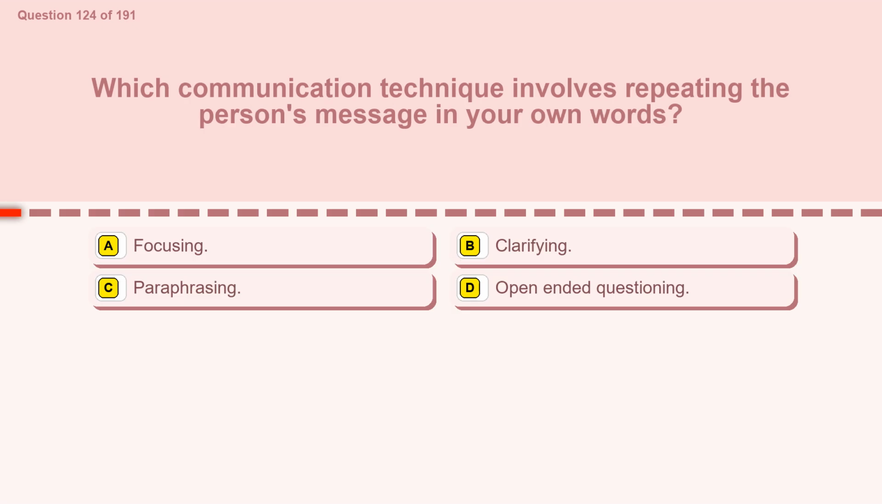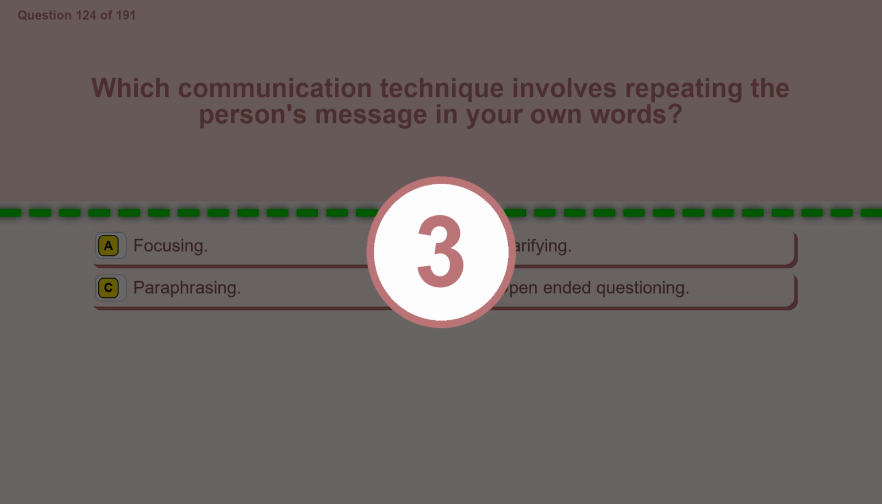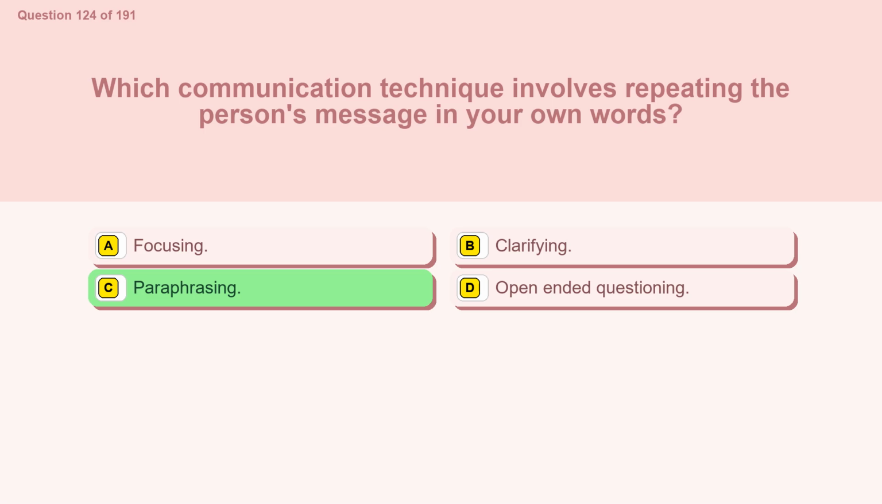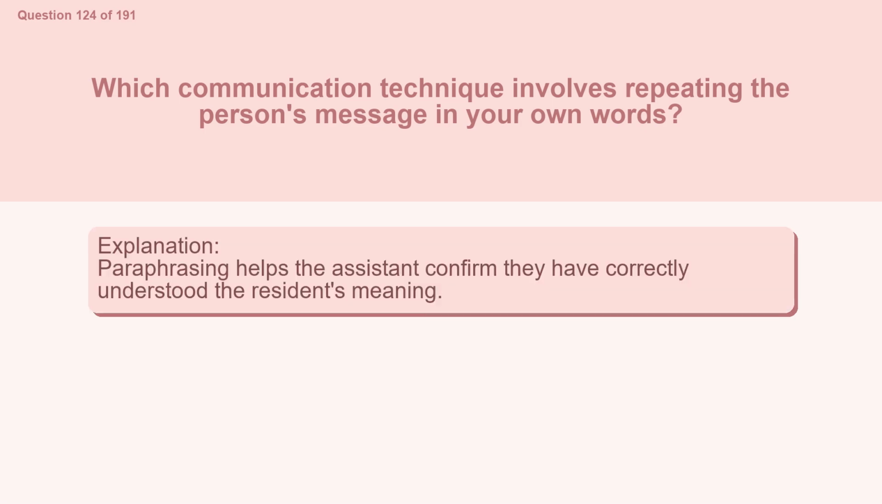Question 124. Which communication technique involves repeating the person's message in your own words? Option A, focusing. Option B, clarifying. Option C, paraphrasing. Option D, open-ended questioning. The correct answer is option C, paraphrasing. Paraphrasing helps the assistant confirm they have correctly understood the resident's meaning.